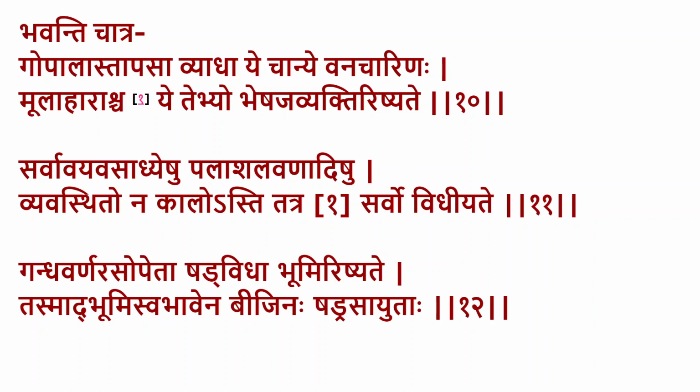Gandha varna rasopetah shadvidhah bhumirishyate, tasmat bhumi svabhavena bijinah shadrasayutah. So the earth or soil is classified into 6 categories, and based upon that, the plants would also have the 6 rasas.